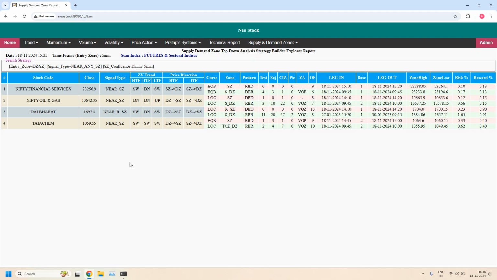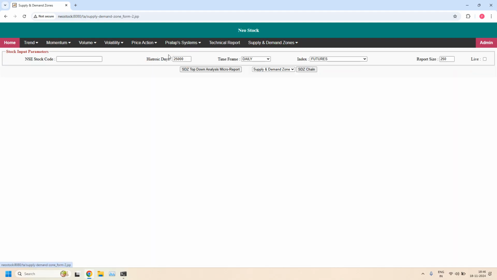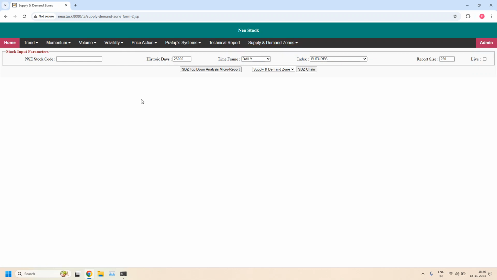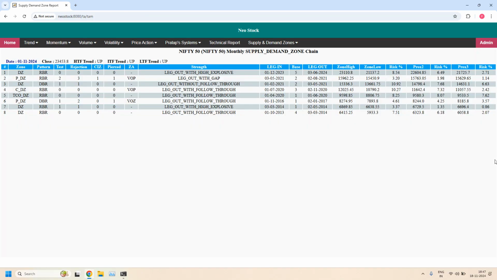So this is about stocks near demand and supply zones. Next, let us generate NIFTY and BANKNIFTY supply demand zone chain. Let's start with NIFTY, starting from monthly time frame, generating monthly supply demand zone chain for NIFTY. So this is the list. In this list, always look into the zone column to find the high liquidity zones.